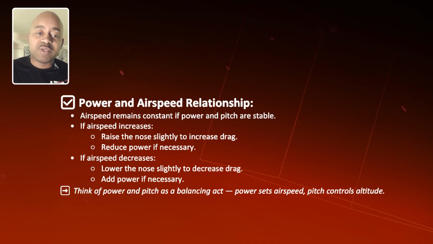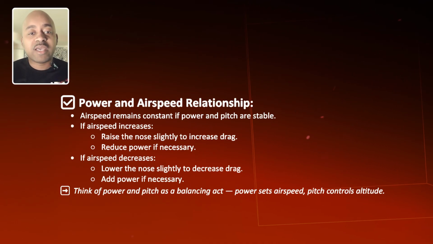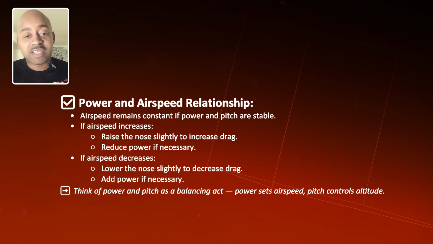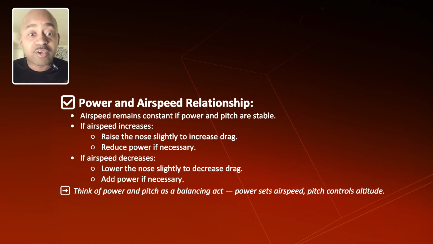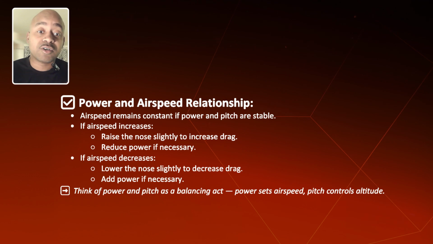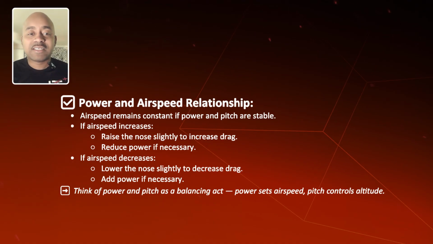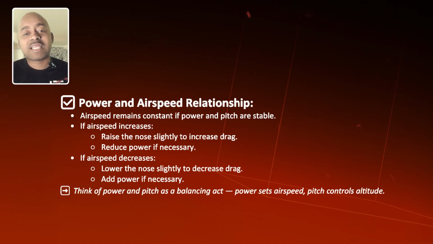So there's a power and airspeed relationship. Airspeed remains constant if power and pitch are stable. If airspeed increases, raise the nose slightly to increase drag and reduce power if necessary. If airspeed decreases, lower the nose slightly to decrease drag and add power if necessary. Think of pitch and power as a balancing act. If your airspeed increases, that means you're likely pitching over. The way they explain it is, if your airspeed increases, raise the nose slightly to increase drag.